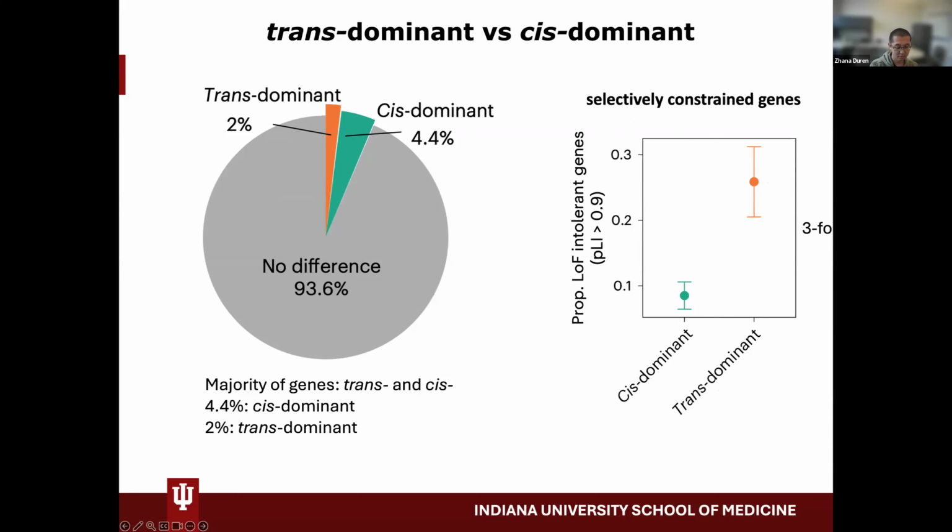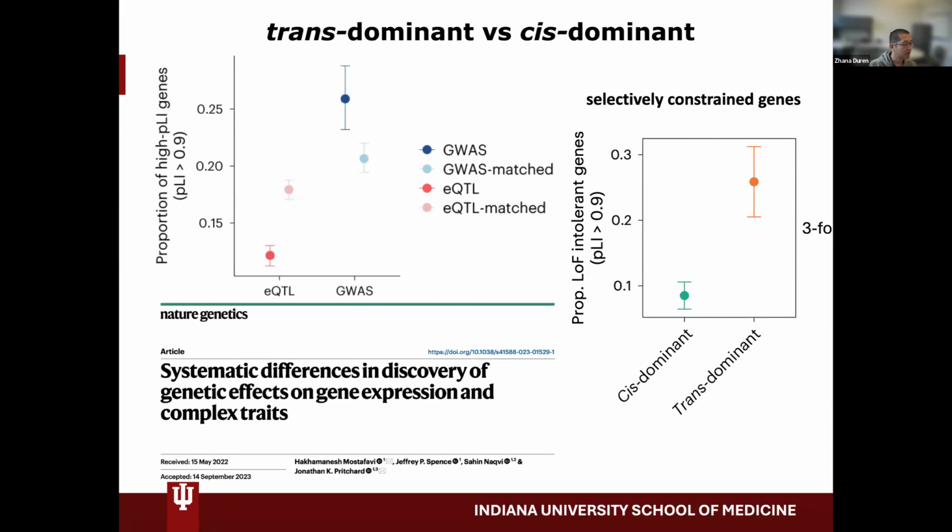Why we care about this is because a previous study compared eQTL studies and GWAS, which is a disease study. GWAS genes are more enriched in the selectively constrained genes, and eQTL genes are not. So this result is consistent with that. That means to identify disease genes, we cannot just rely on eQTL. We have to focus more on trans regulation, not cis.